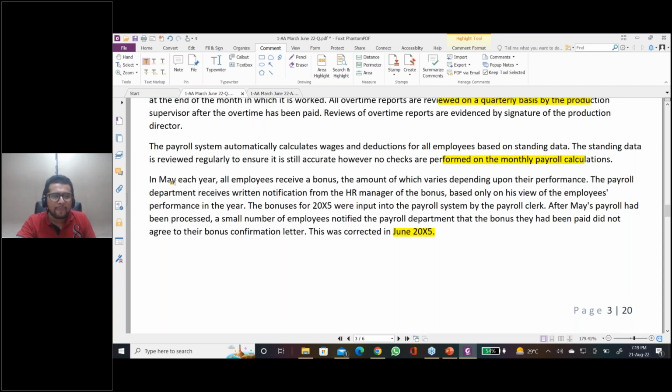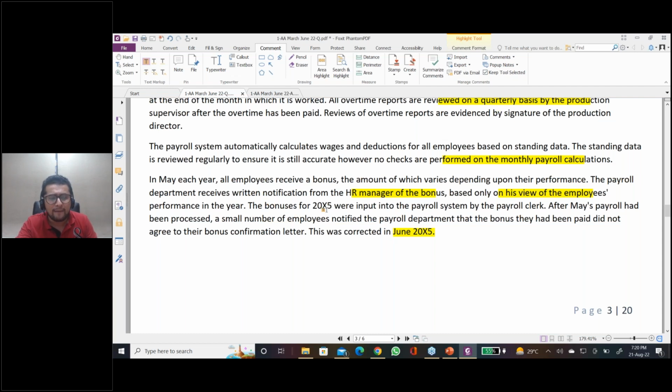We need a total of 5. In May each year, all employees receive a bonus, the amount of which varies depending upon their performance. The payroll department receives written notification from the HR manager of the bonus based on his view of employee performance. Oh, well, that's not cool. The bonus should be based upon company policy according to certain criteria, not purely based on one person's judgment. He could be awarding extraordinary bonuses to certain employees and not paying good enough bonuses to others, which leads to loss of employee goodwill. So that's the fourth deficiency.